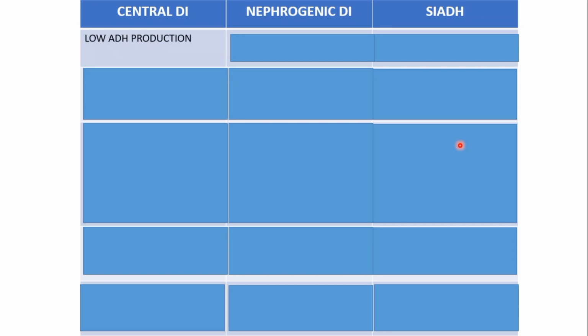Now let's see a slide talking about the differences between all these. We have central, nephrogenic and SIADH. In the central diabetes insipidus, the problem was low ADH production. In nephrogenic diabetes insipidus, there was ADH resistance at nephron because the receptors were defective. In SIADH, the problem was high ADH production.